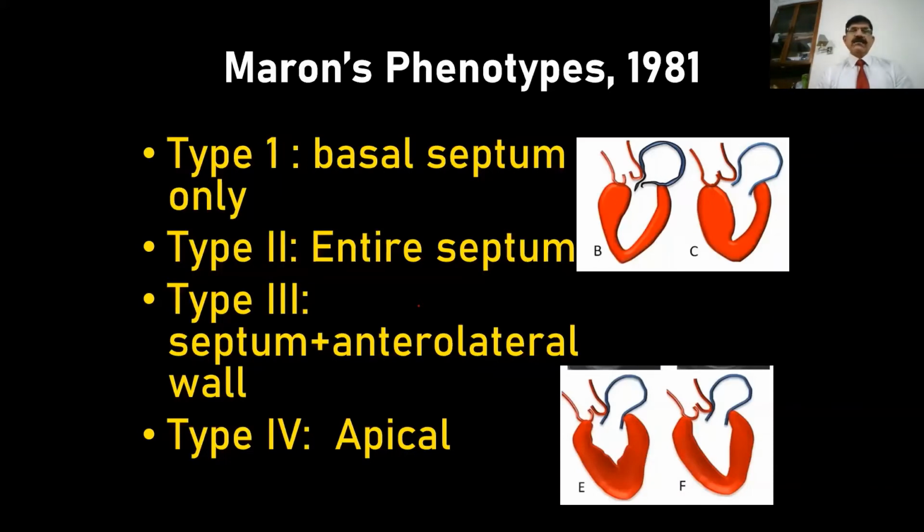Type 1, only the basal part of the septum is involved. It's called sigmoid septum. Type 2, the entire septum is involved. Type 3, septum plus anterolateral wall show hypertrophy. And type 4 was apical hypertrophy. Remember, we are talking 40 years back. These were the 4 types.